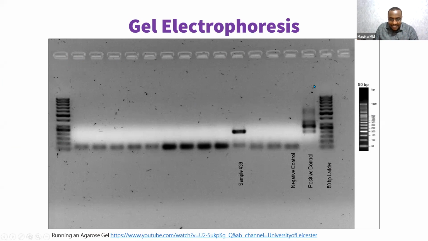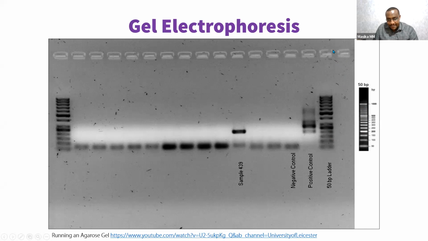The first one is a ladder. The last one is a ladder. This one is empty. So these are ladders, and the ladder will tell you the length of your band. The smaller bands will go the farthest. The longest bands are heavy, so they'll travel a very short distance.